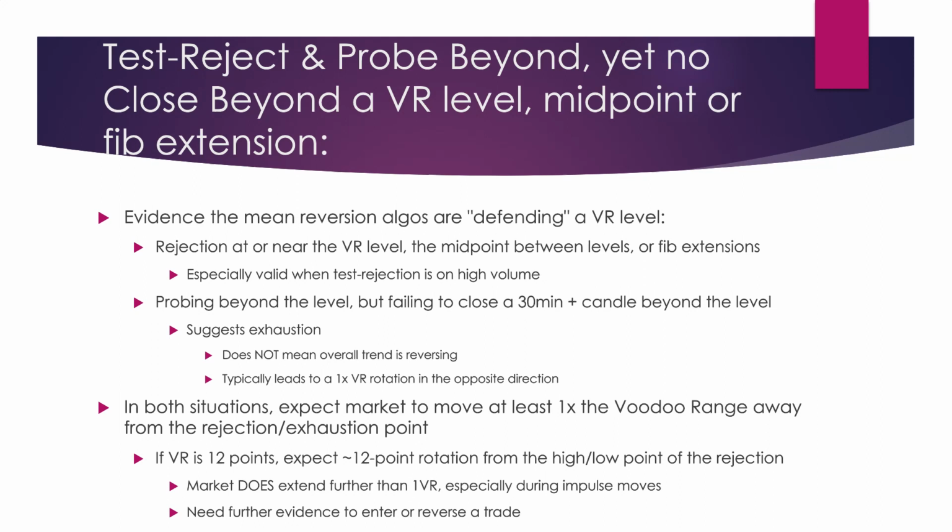So for instance, if the VR is 12 points, like it was on RTY last week, if I saw some signs of exhaustion, such as a test reject of a level or a probe beyond, yet no close beyond a level, I would then prepare for a 12-point rotation back the other direction.